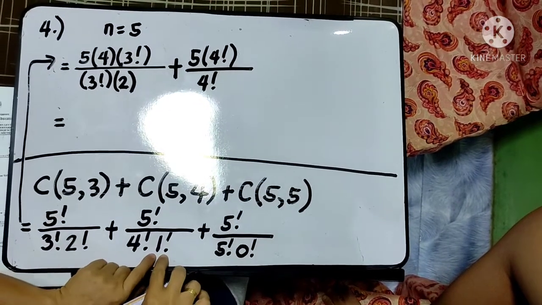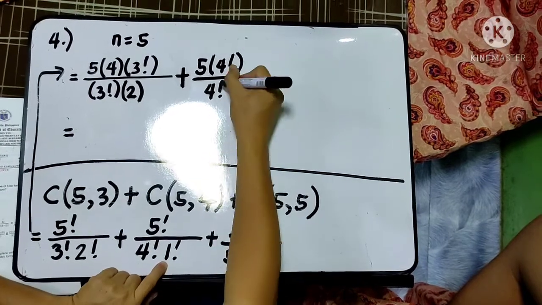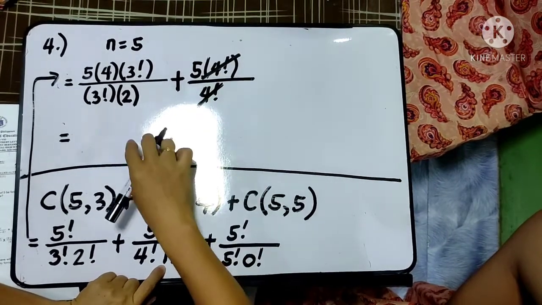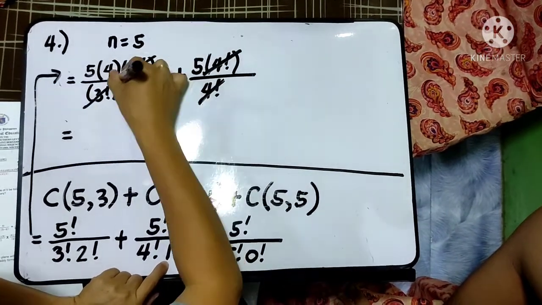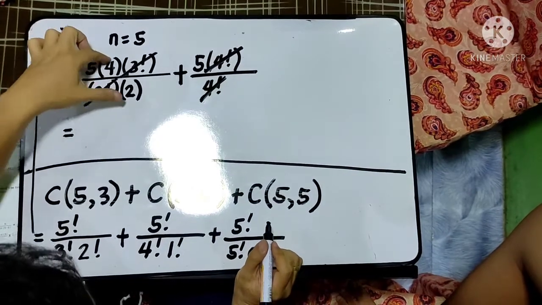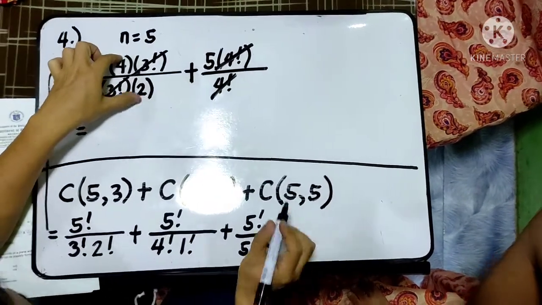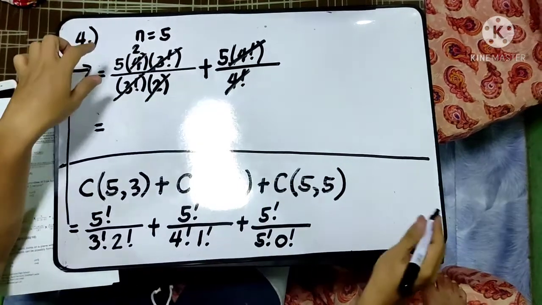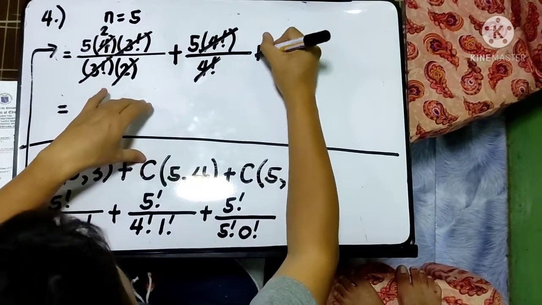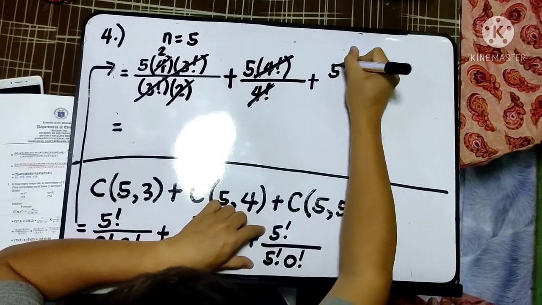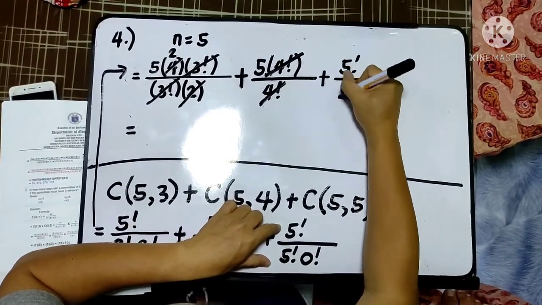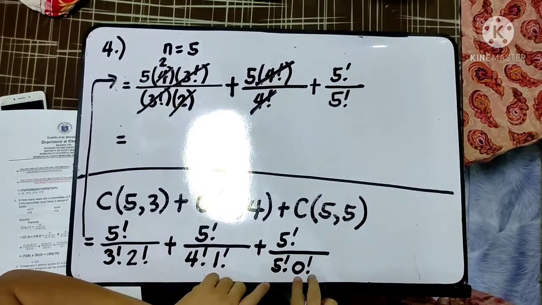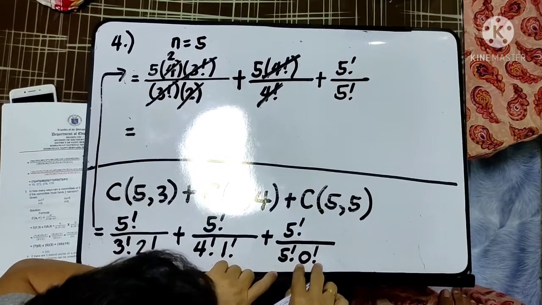1 factorial is 1, so you may not write that. Cancel. Cancel. Here, you cancel also the 3 factorial. Then 4 divided by 2 is 2. So cancel this and you have 2 here. Then plus 5 factorial over 5 factorial. 0 factorial is equal to 1.